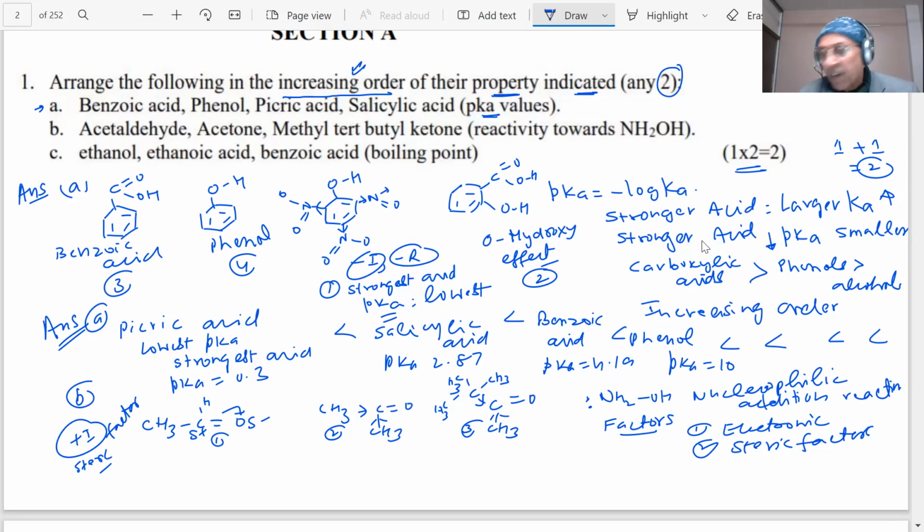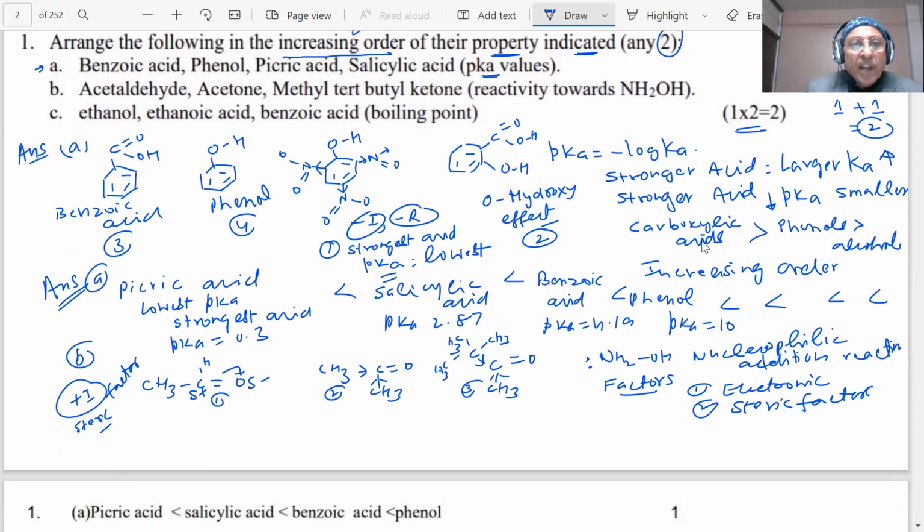And what will be the result of that? So if I have to arrange, students, be careful, then what will be the order? Increasing order again. So you have acetaldehyde, and after that you have acetone, and then the least reactivity will be methyl, students, tertiary butyl ketone. This is a nucleophilic addition reaction.